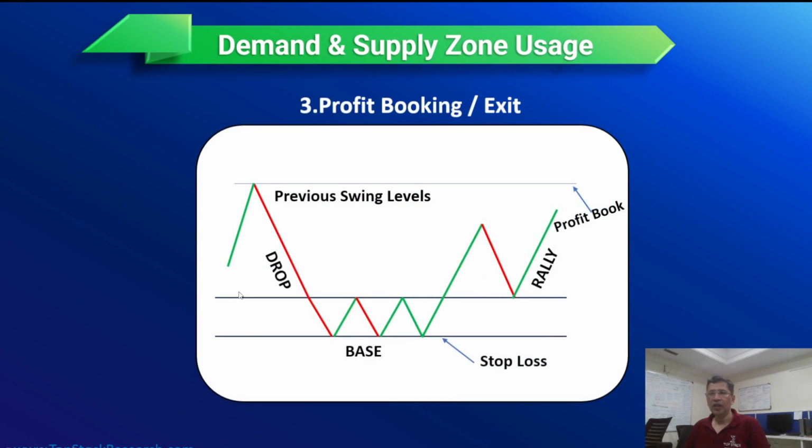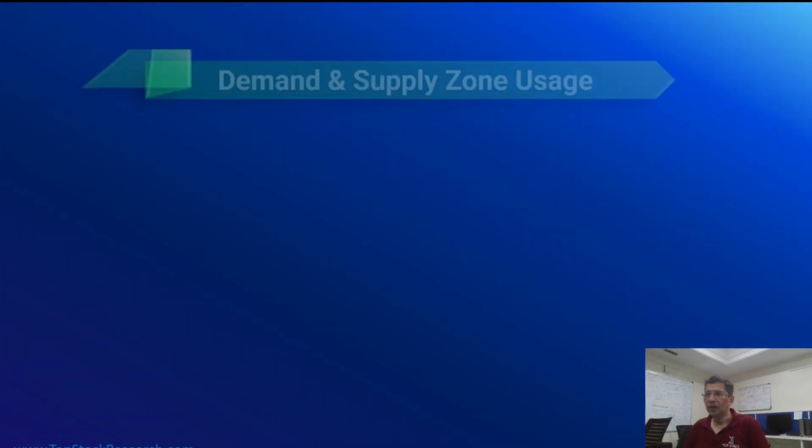The third one is profit booking. If you see that it is retracing from a previous swing level, coming drop, base, and again rally, then when you enter this, you can have a decent target or a profit booking level, so you can exit at this level. If other conditions are good, you can exit. So it does give you those opportunities also.